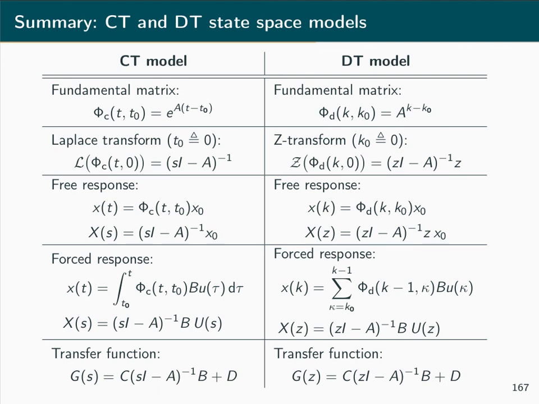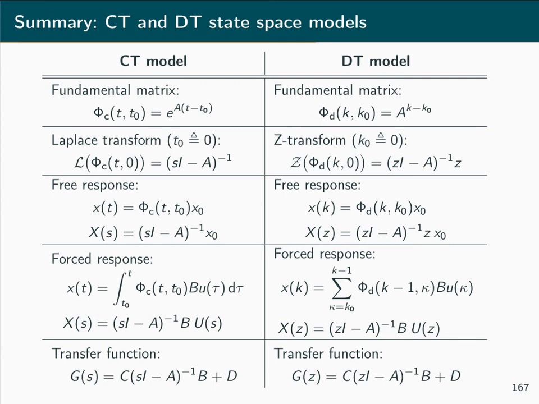In both the continuous time case and the discrete time case, the solution for the state trajectory splits into two parts. The first part is the free response, which depends only on the initial condition, and which in the continuous time case in the time domain is given by this formula, and in the Laplace domain is given by this formula. Similarly, for the discrete time model, the free response is again the part that only depends on the initial condition x0, and in the time domain it's given by this formula, and in the z domain it's given by this formula.